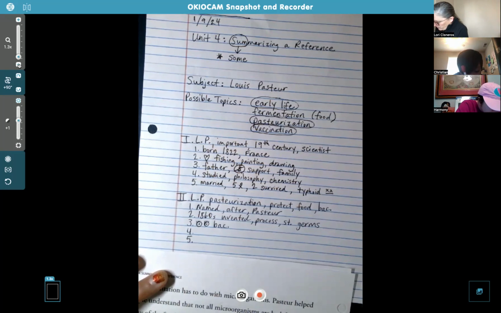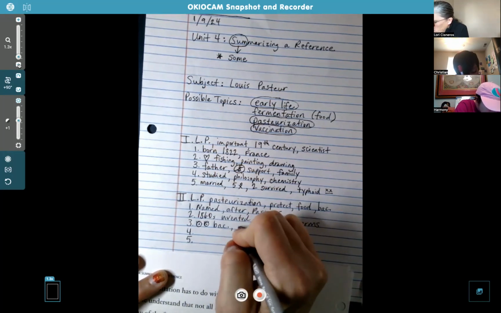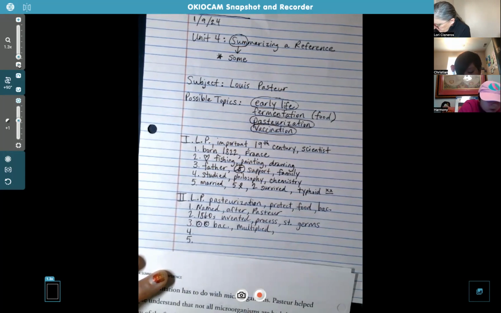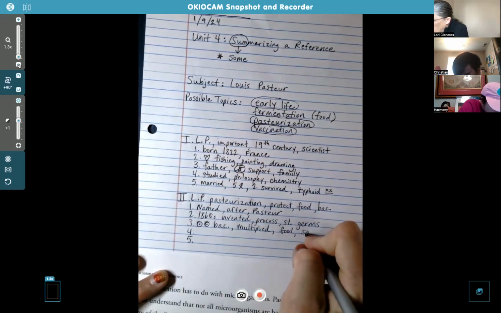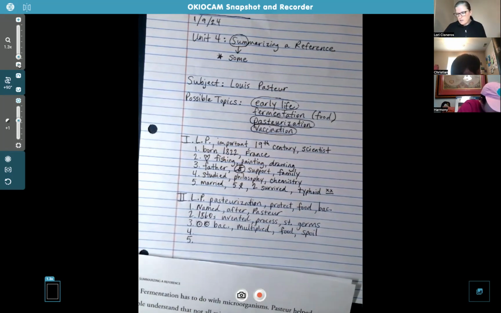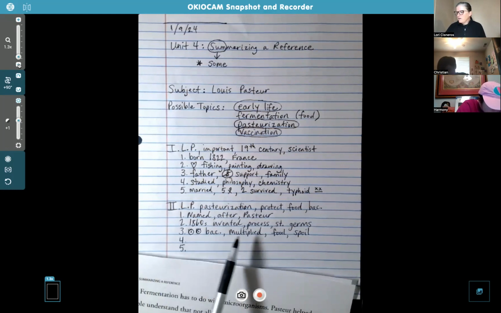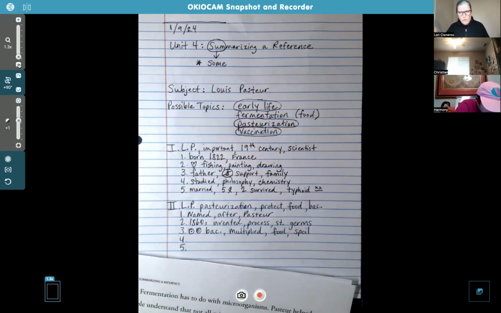He looked at it through a microscope and it multiplied in food. So maybe we could put multiplied, food, and spoil. Now I'm going to remind you, sometimes our outlines are so clear that we know exactly what we're talking about. But sometimes you might get to this one and go, bacteria multiplied food spoil, what? Just go back to the original article and find where it talks about that. You can find it in that paragraph because you labeled it pasteurization. That'll refresh your memory. Then you can use these words in a sentence and know what you're talking about.